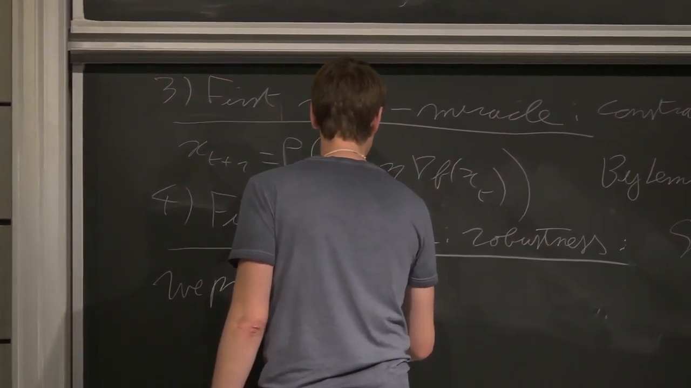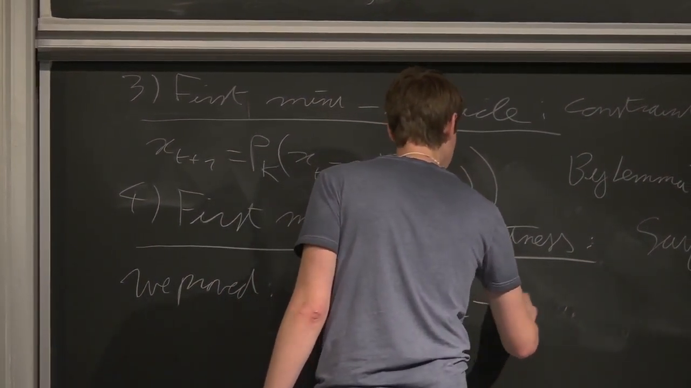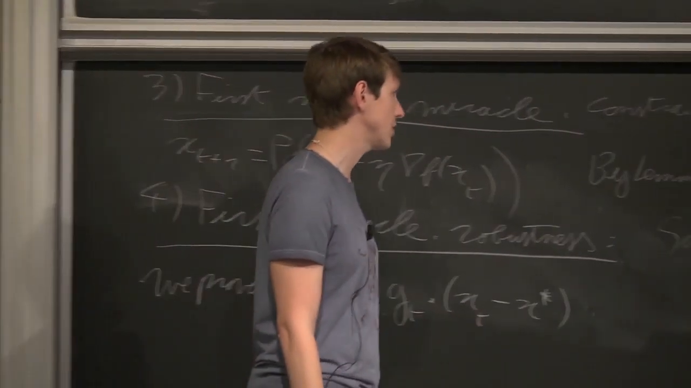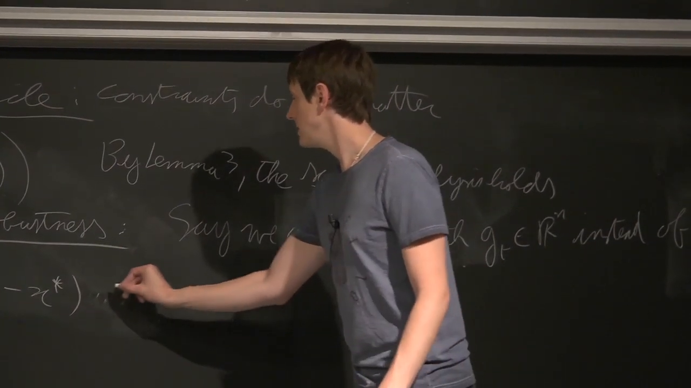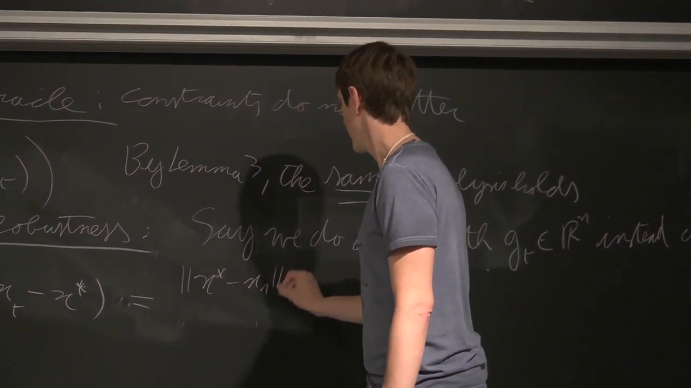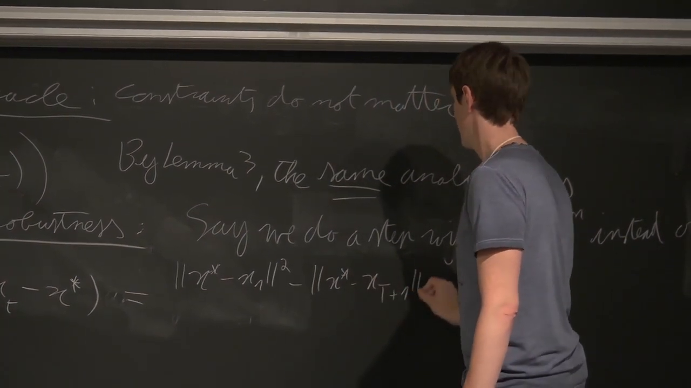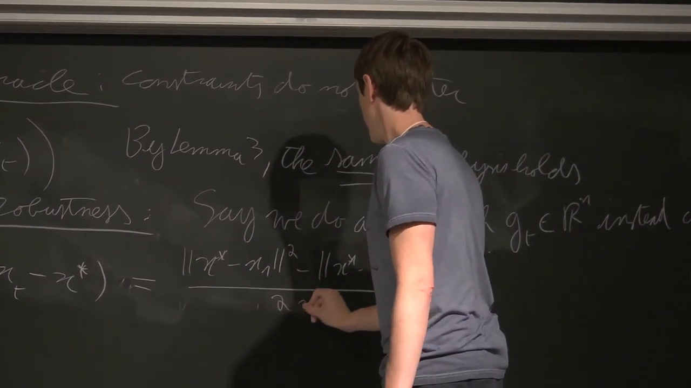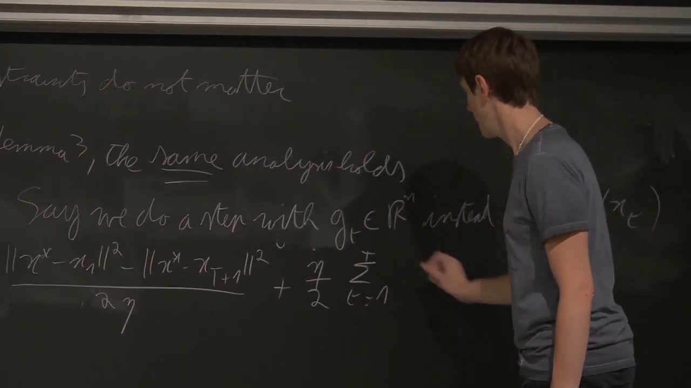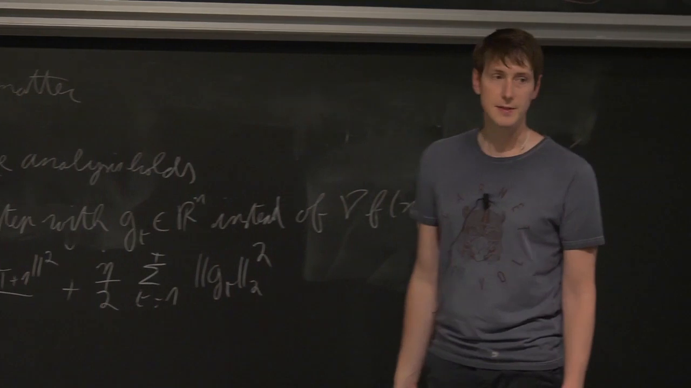We proved that the sum for t equals 1 to capital T of g_t inner product with x_t minus some x star, whatever x star is. X star doesn't have to be, maybe there is not even a convex function, we're going to get to that, but this is equal, we proved an equality, to the norm of x star minus x_1 squared minus the norm of x star minus x_{T+1} squared, over 2 eta, plus eta over 2 times the sum for t equals 1 to capital T of the norm of g_t squared. This is what we proved.